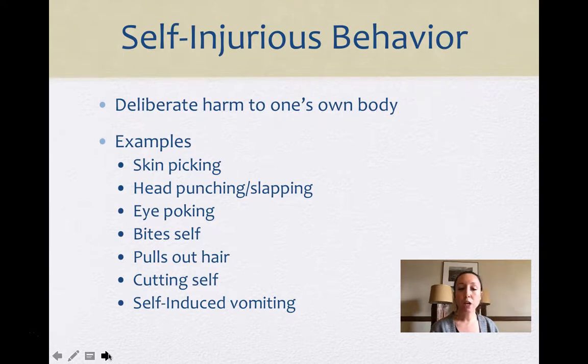All right, now we're going to talk about a different type of aggressive behavior, specifically self-injurious behavior. So this is deliberate harm to one's own body. And examples of this, and this list is not all-inclusive, just some examples: skin picking, head punching or slapping, poking in the eyes, biting self, pulling hair out, cutting self, and self-induced vomiting.